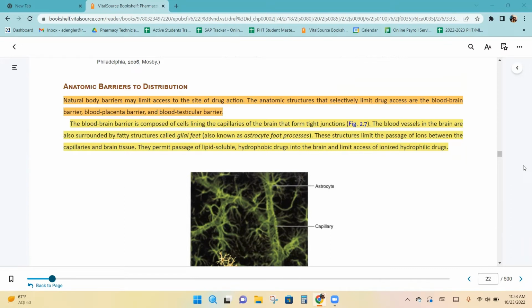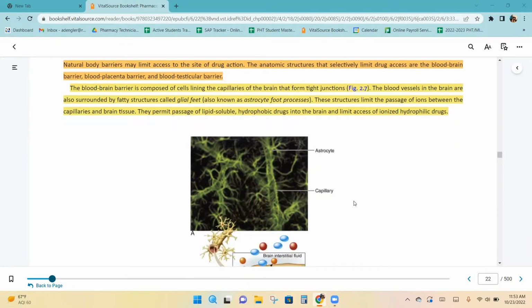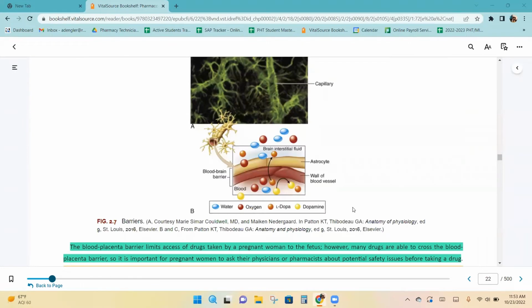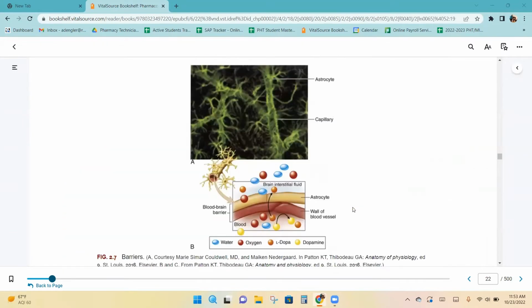The blood vessels in the brain are also surrounded by fatty structures called glial feet, also known as astrocyte foot processes. These structures limit the passage of ions between the capillaries and brain tissue. They permit passage of lipid-soluble hydrophobic drugs into the brain and limit access of ionized hydrophilic drugs. Figure 2.7 shows the different barriers.